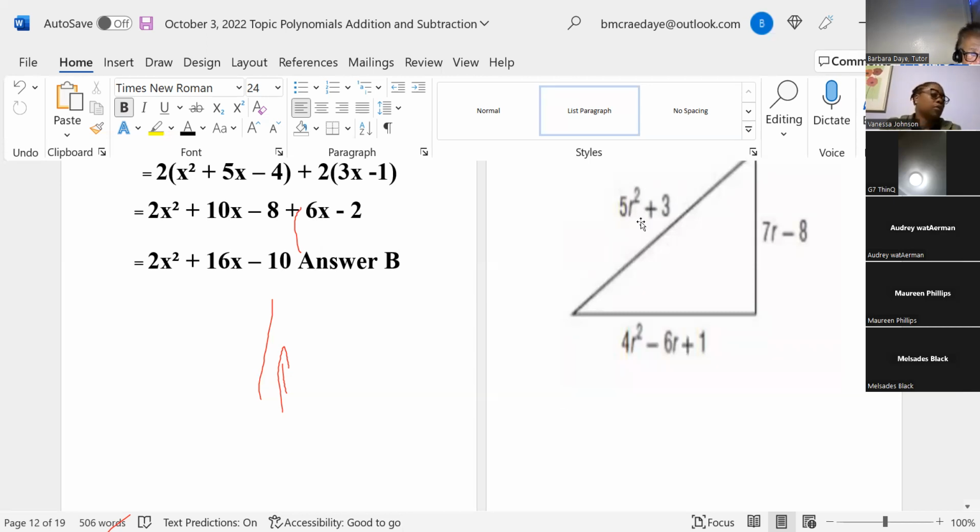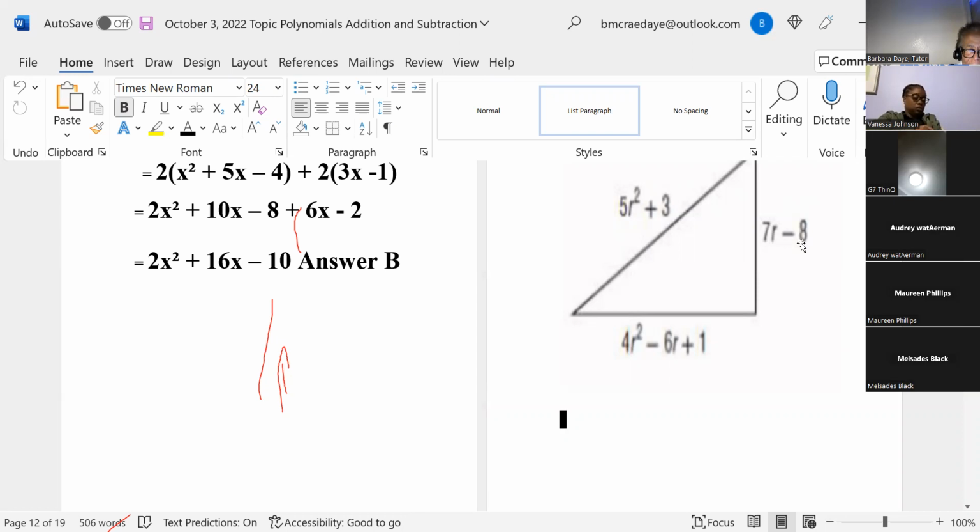5r to the second plus 4r to the second gives you what? 9r to the second. Now, what does 7r minus 6r give you? I wrote the wrong thing. I had 5r instead of 4r. What does that give you? 1r. Okay. Now, what does 3 plus 1 minus 8 give you?